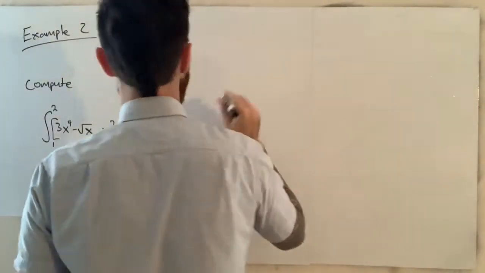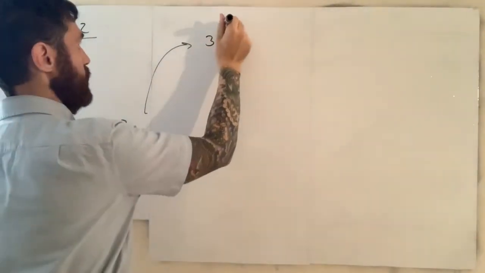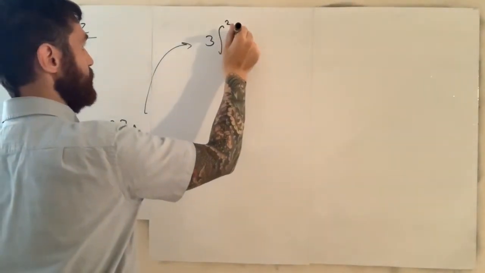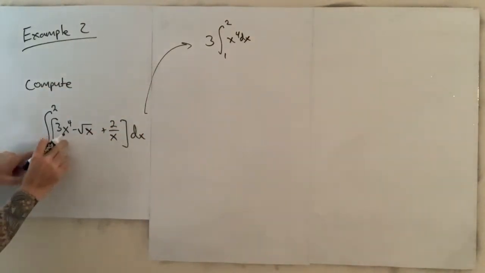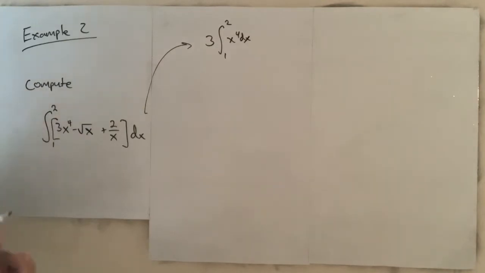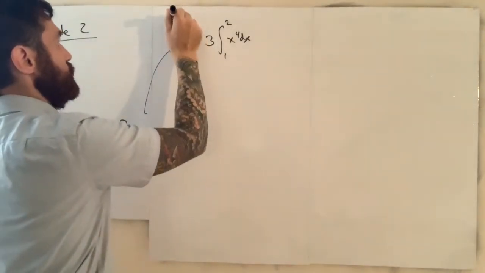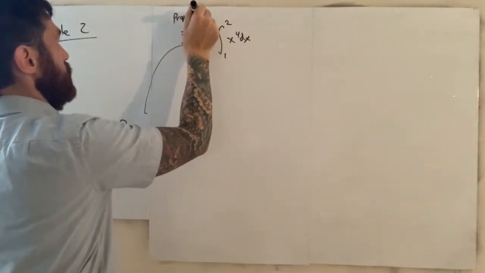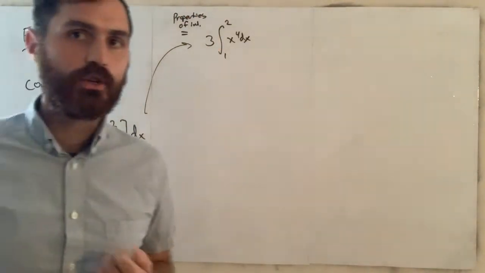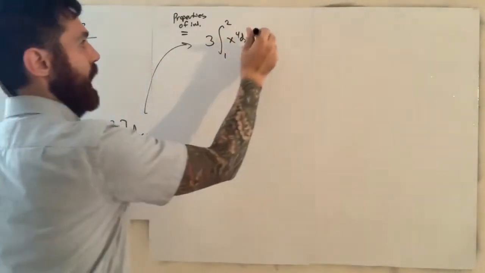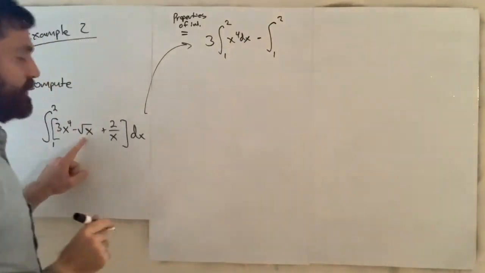So I'm going to rewrite this as 3 times the integral from 1 to 2 of x to the 4th dx. So one thing you should notice is I distributed it onto this piece and I pulled out that 3. Remember, I can do that. I can pull constants out. That's properties of integrals. And you should look these up and make sure I'm doing them correctly. And then it's going to be minus the integral, again, from 1 to 2, of the square root of x.